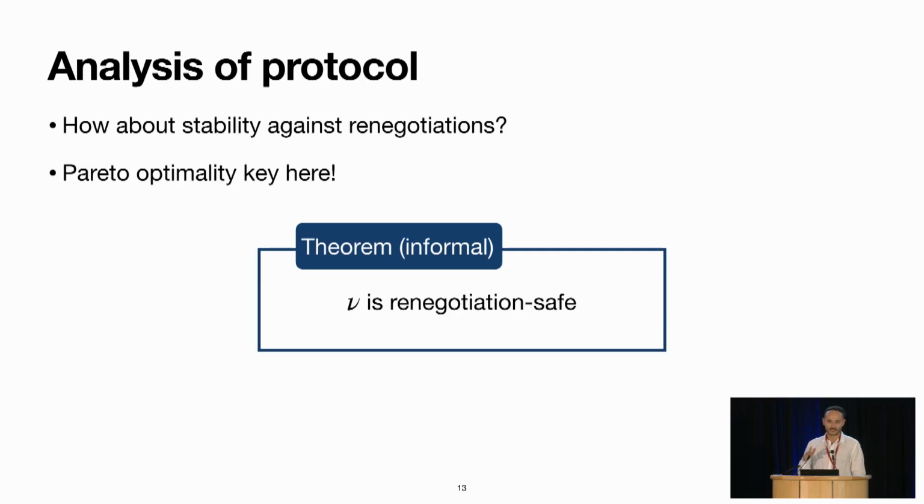Now, there is something that is important here: the renegotiation safety. Basically, you shouldn't want, as an agent, to publicly disclose that you want to renegotiate in the game. And it's important, again, because the action profile is public, and they prove that it's renegotiation safe.